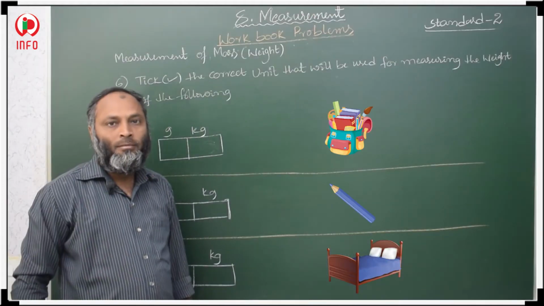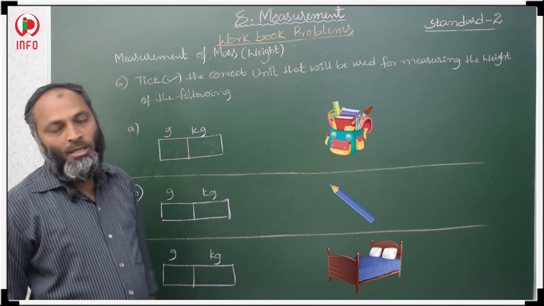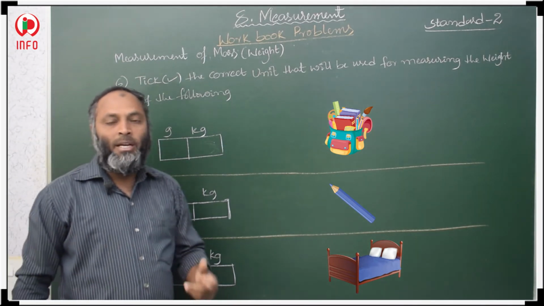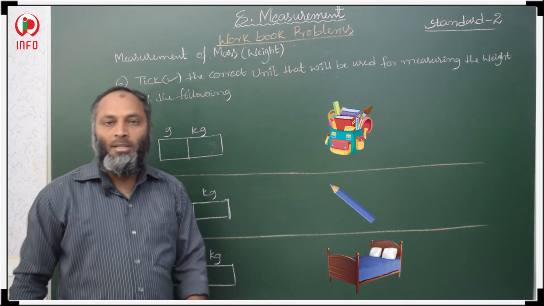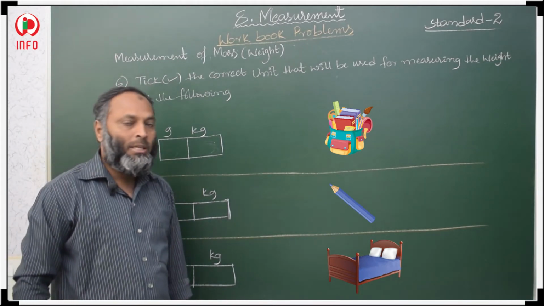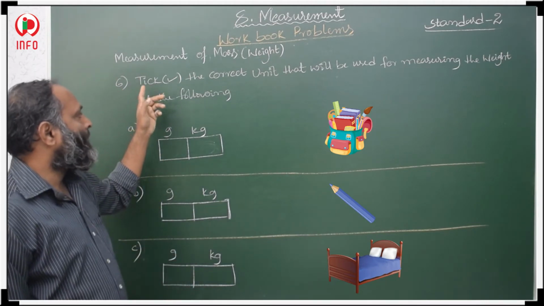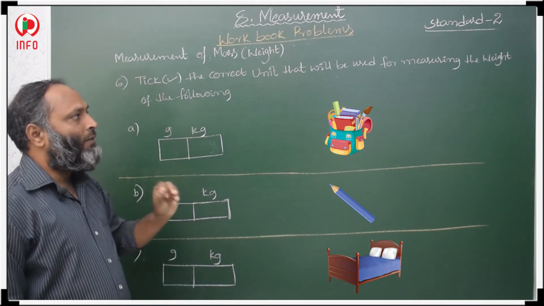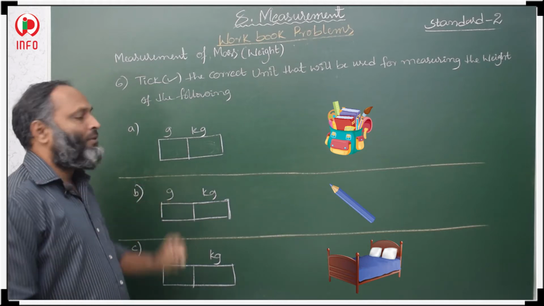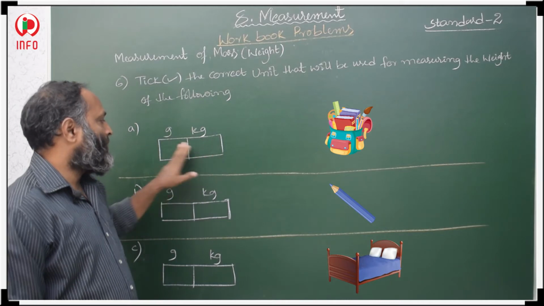Okay. Now, the next concept is measurement of mass, meaning weight. So weight we are going to measure in grams and kilograms. Grams are the smaller units and kilograms are the bigger, meaning larger units. In this question he is asking, tick the correct unit that will be used for measuring the weight of the following. So we have to tick the right one, grams or kilograms.